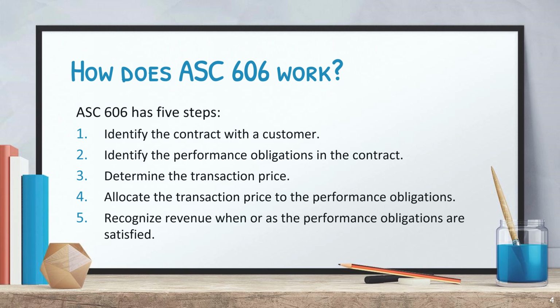Identify the contract with a customer. Identify the performance obligations in the contract. Determine the transaction price. Allocate the transaction price to the performance obligations. Recognize revenue when or as the performance obligations are satisfied.